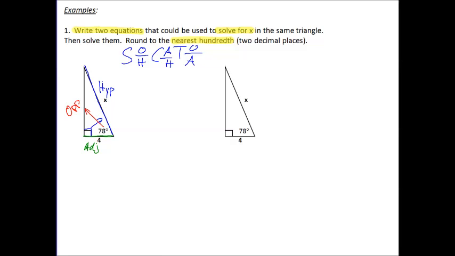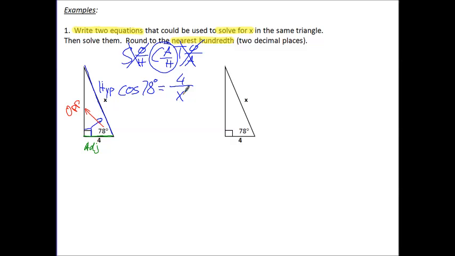So, looking at SOHCAHTOA, which one of our ratios can we really use? We don't have the opposite side, so we can't use the sine or the tangent. Cosine is what we are going to use. Now, let's write our equation. The cosine of 78 degrees is equal to 4, the adjacent side, over x, the hypotenuse, and that is the one we don't have.